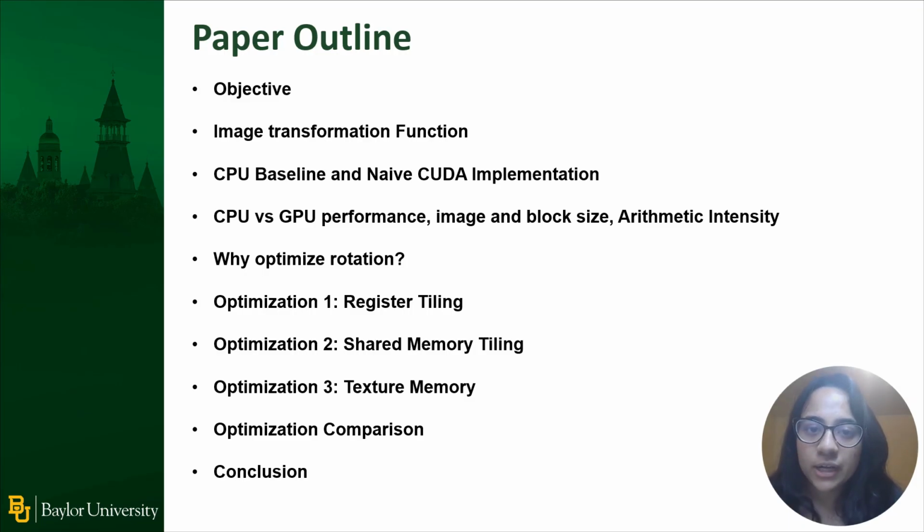So here is the outline of my presentation. First, I will describe the objective of the project and the image transformation functions I implemented. Then I will explain the CPU baseline and naive CUDA implementations. After that, I will compare the CPU and GPU performance, talk about the arithmetic intensity, and explain why I selected rotation for further optimizations. And finally, I will discuss the optimization techniques such as register tiling, shared memory tiling, and texture memory, and the overall conclusion.